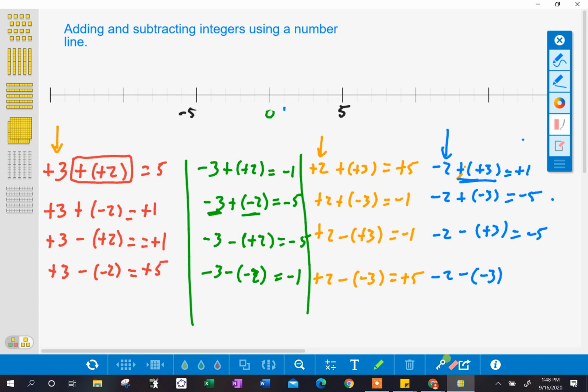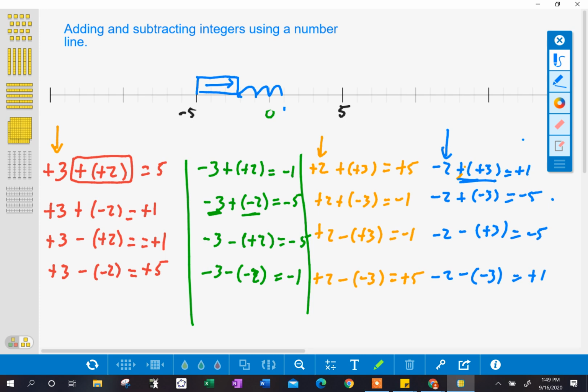And then finally, if I'm at negative 2, and I'm supposed to take away my 3 negatives, well, here's my 3 negatives, but I want to take them away. That means I have to send them back the other way. 1, 2, 3, and that puts me at a positive 1.